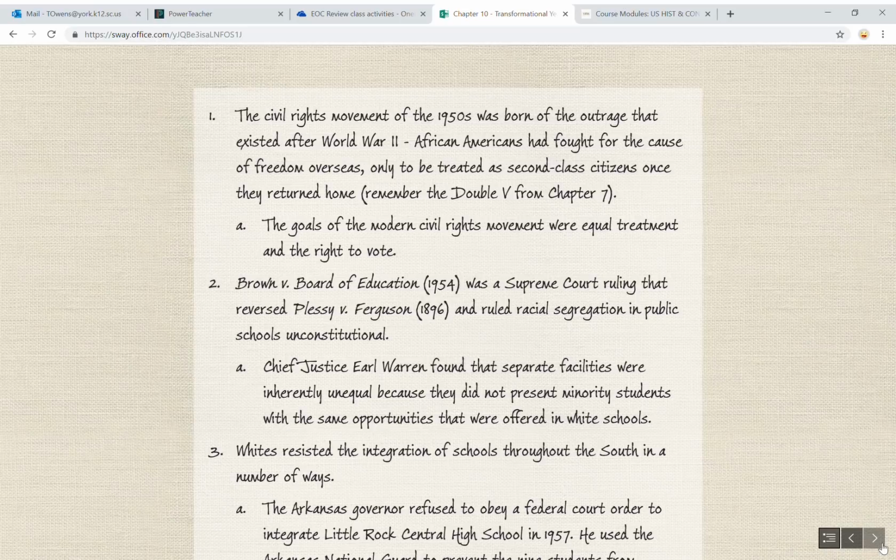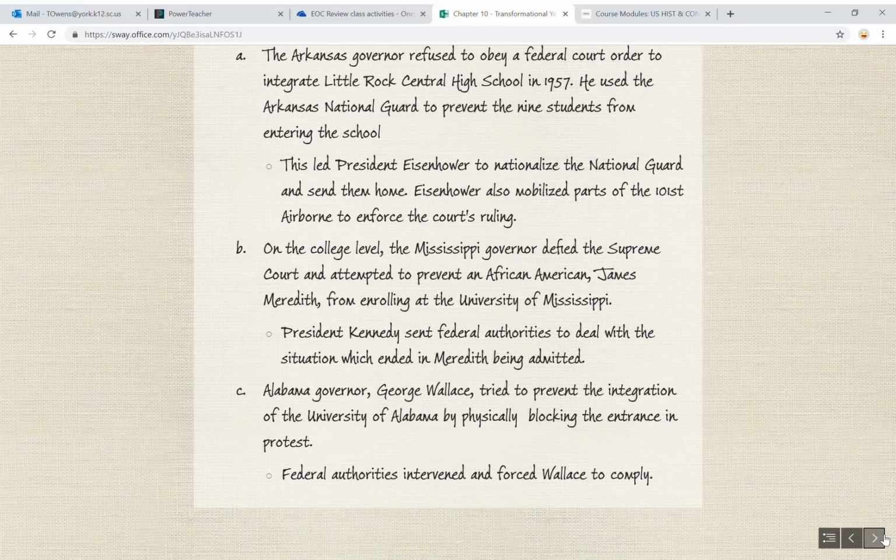Okay, how did the South respond to that? Not well. Arkansas governor is going to refuse to obey a federal court order to integrate the Little Rock Central High School in 1957, and he's going to call out the Arkansas National Guard, and they are going to stand there, and they are going to prevent those 9 students from entering the school.